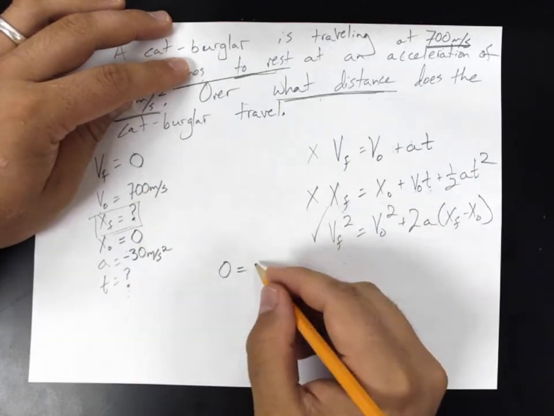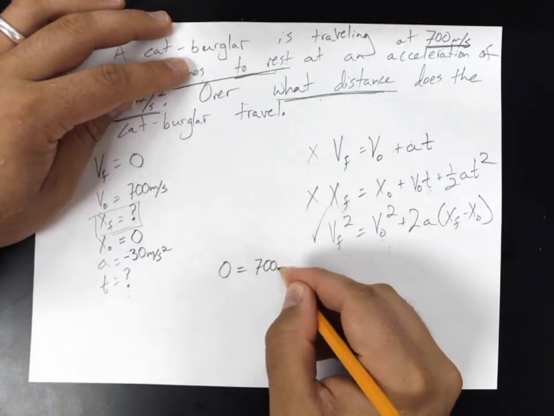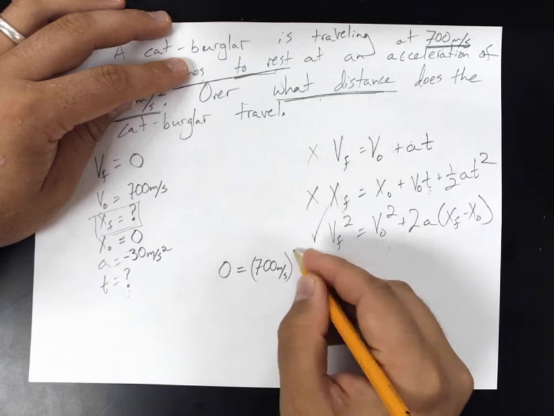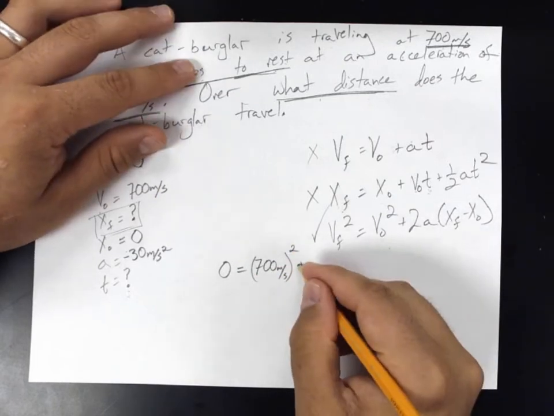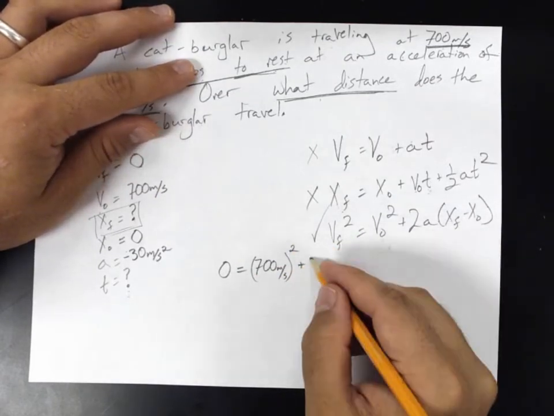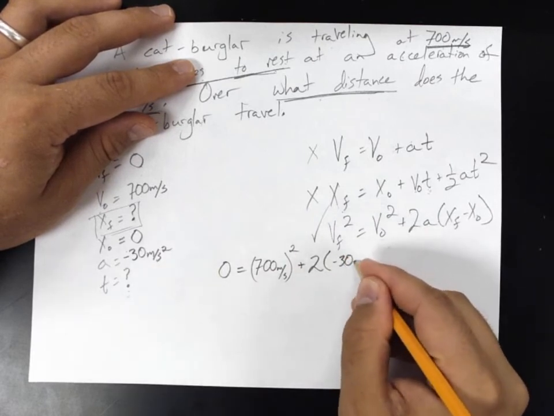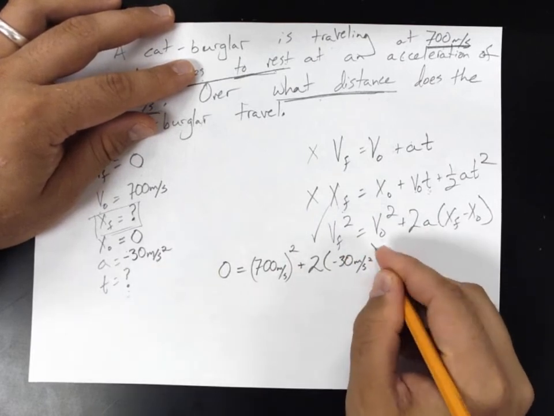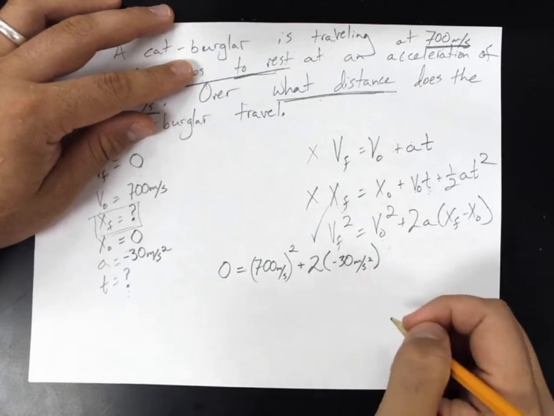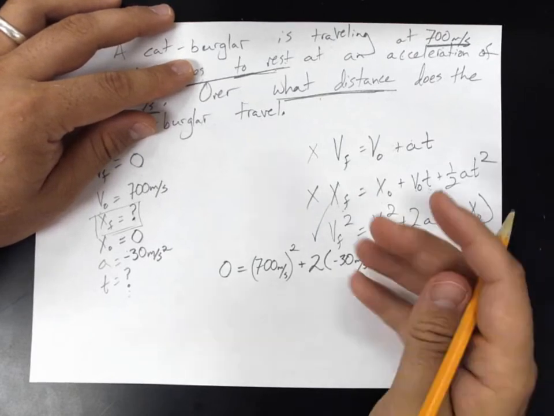V initial is 700 meters per second, and we're going to square that number. You might say to yourself, that's going to be big. You're right. Good job. Now, 2 times a negative 30 meters per second squared. This means we're slowing down, right? Negative means that we're going in the opposite direction of motion.